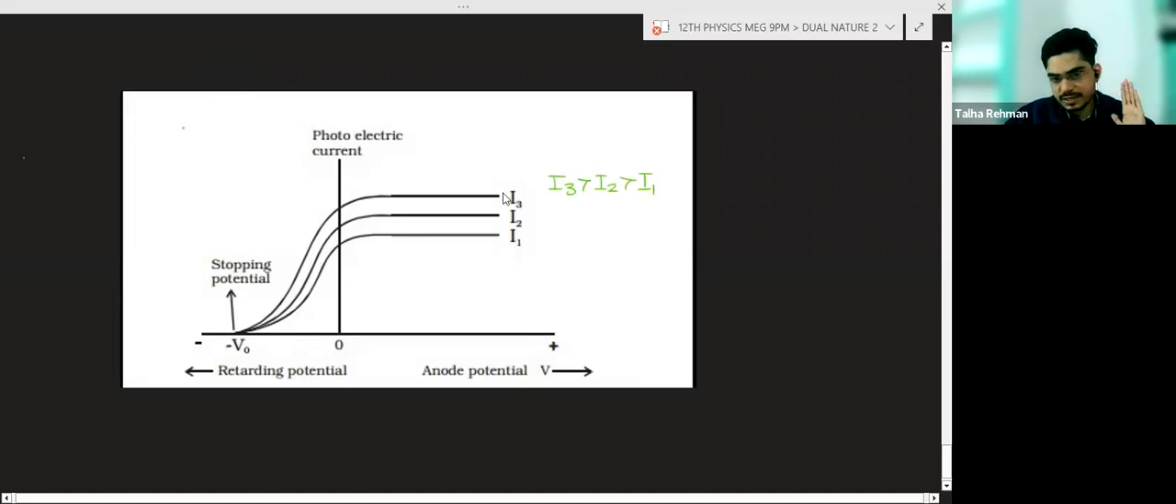If you increase the intensity, you can see the photocurrent is increasing. For I1 intensity, the photocurrent is this, for I2 intensity, the photocurrent is this, for I3 intensity, the photocurrent is this. So if you increase the intensity, the photocurrent is increasing, but stopping potential is the same, no matter what the intensity of the light is.